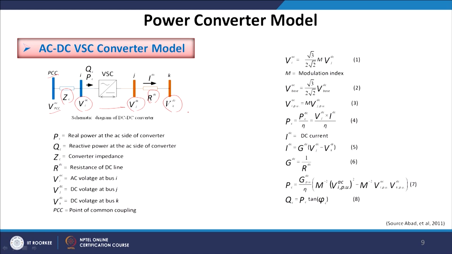So, what exactly happened from the point of common coupling, if the voltage is V, and then at different stages it gets dropped down because of the line impedances, and finally you convert to DC, and there could be a couple of drops in the DC lines or DC cables, and the terminal voltage could be VDC at the kth bus.